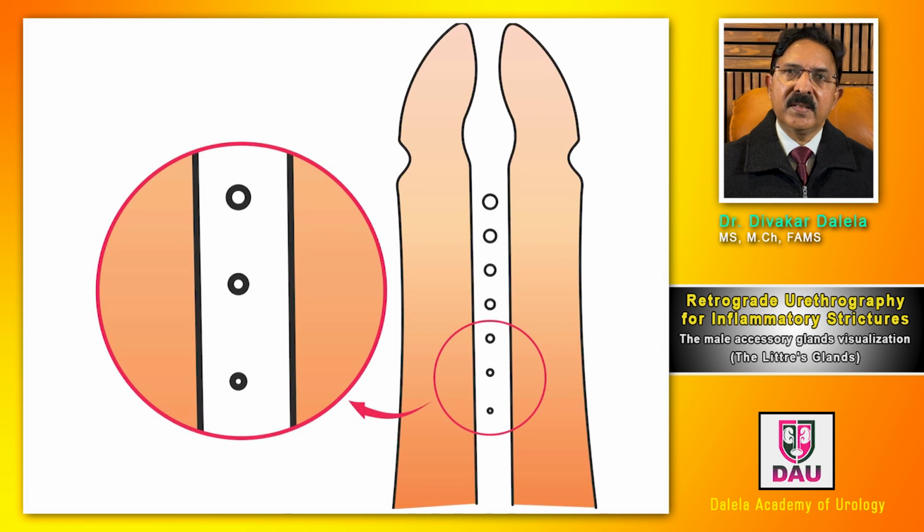Now you may ask me a question: why in a normal urethra are these glandular structures not seen, and why in an inflamed urethra do these Littre's glands and lacunae urethrales become visible?